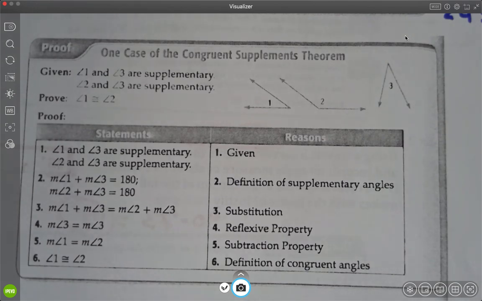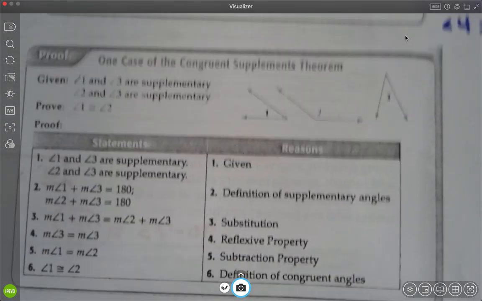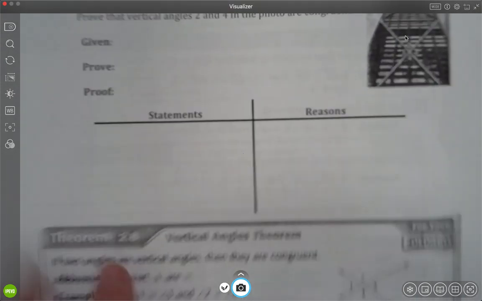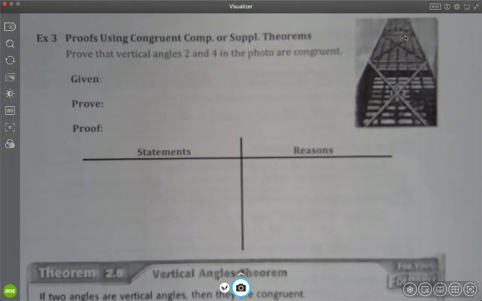But they use some of the same stuff that we've been used to using, right? Definition of supplementary angles, we've seen that before. Substitution, reflexive property, subtraction, definition of congruent angles, that type of thing. We've seen all of those reasons before, hopefully. Okay, let's go to the back side. We're going to do this proof, write down vertical angles, and then we'll stop.